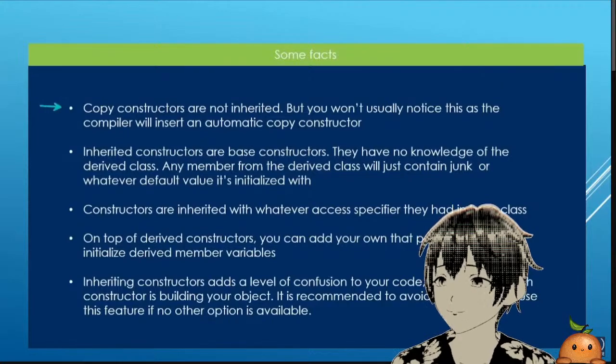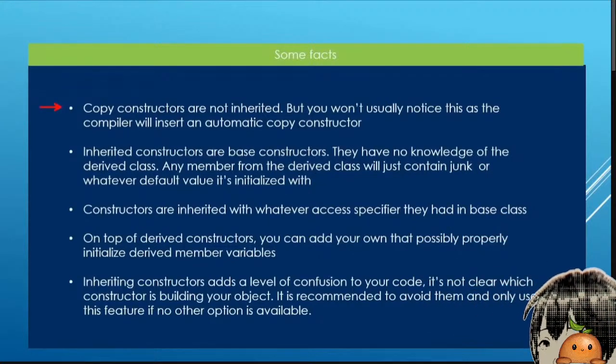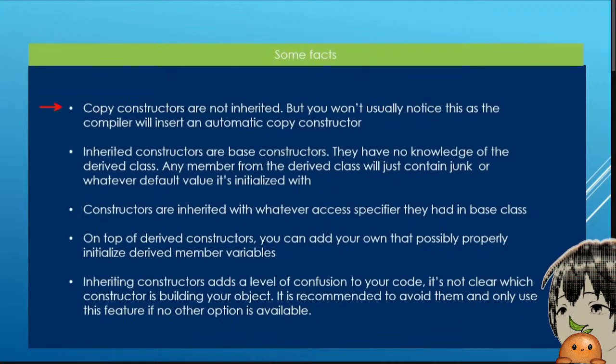The first is that copy constructors are not inheritable. If you try to do that, you're going to get a compiler error, but you won't usually notice this because the compiler is going to insert copy constructors for you anyway. This is going to become a problem if you are doing some dynamic memory allocation and you're going to get pointers copied. This is really bad. If you don't know about this, please go back to the chapter on classes and you're going to see all the story about shallow copying and deep copying. We talked about these things.